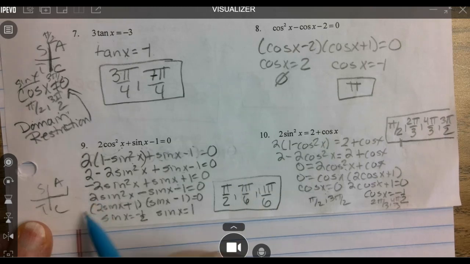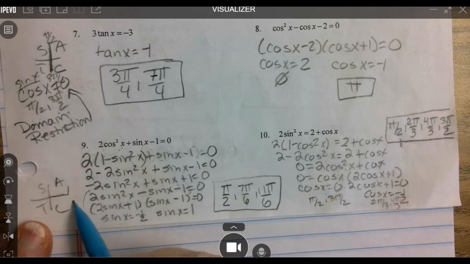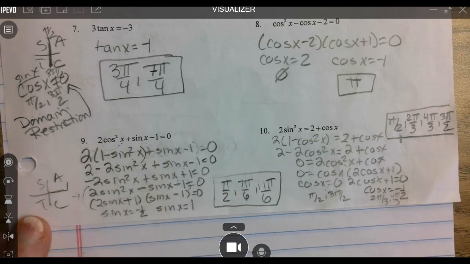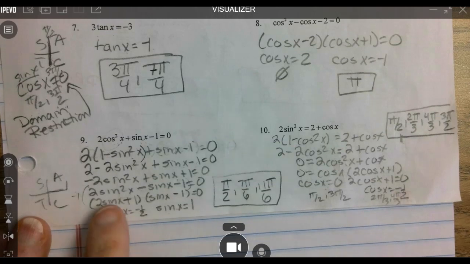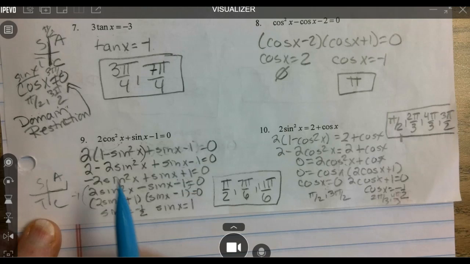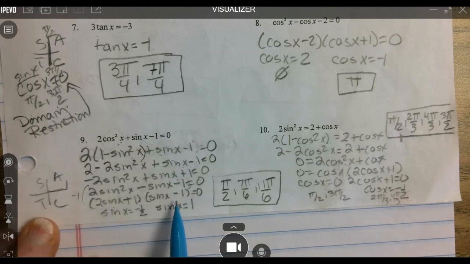Or I could have taken this whole thing and factored out a negative 1. It would be the same thing. That negative 1, either way, isn't going to give me any answers. So then I had this trinomial that I'm then going to factor. That gives me my 2 sine x plus 1 and my sine of x minus 1. I set this equal to 0 and this equal to 0.